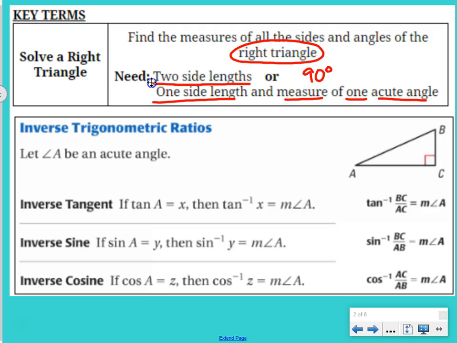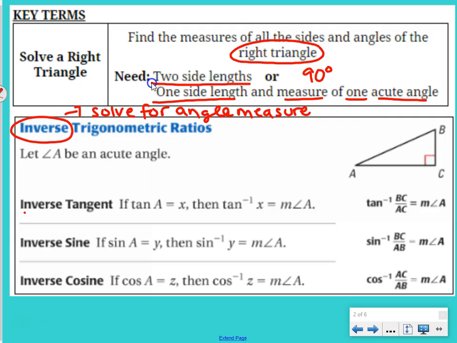So as long as you know it's a right triangle and have two side lengths, or you know it's a right triangle and have one side length and the measure of one of the acute angles, then you can solve the triangle. Inverse trigonometric ratios, the inverse of the ratios, allow you to solve for the angle measures. I talked about this in the last video, but this is why we need the trig ratio, so that we can solve for the angle measure.